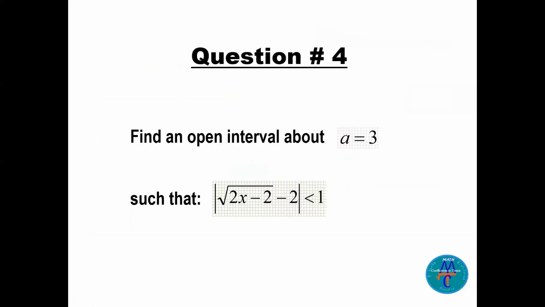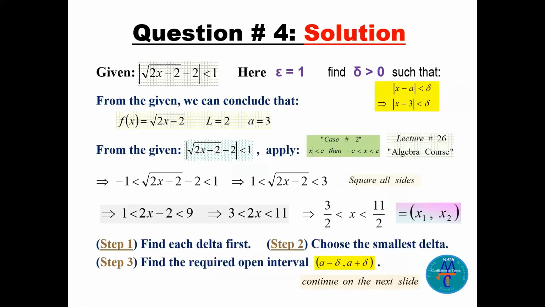Question number 4, find an open interval about a equals 3 such that the absolute value of the square root of 2x minus 2, minus 2, is less than 1. We have seen a similar example in the lecture itself. So here epsilon is 1, and the limit L is 2, and the function itself is the square root of 2x minus 2. So we can start from the given here, we apply case number 2 in lecture number 26.